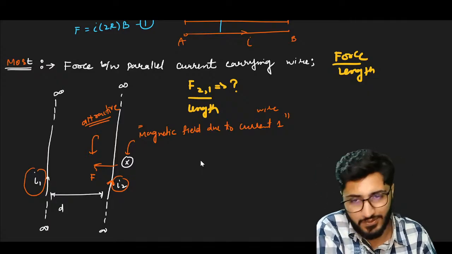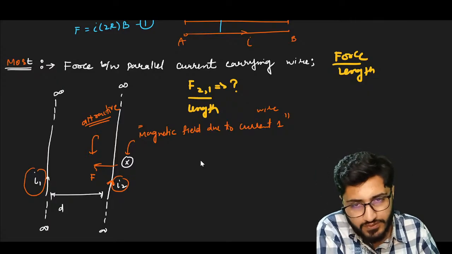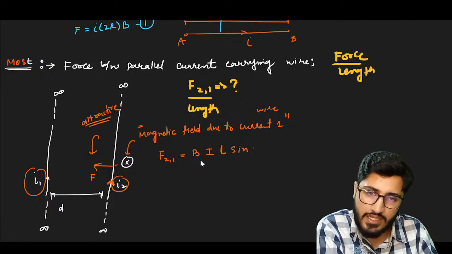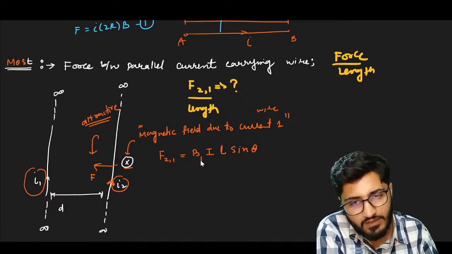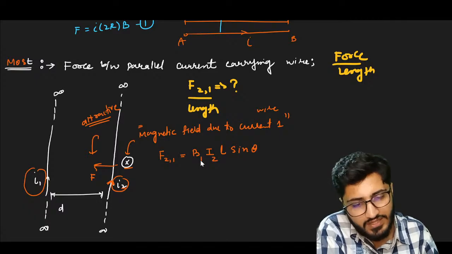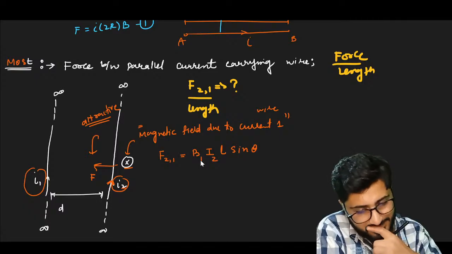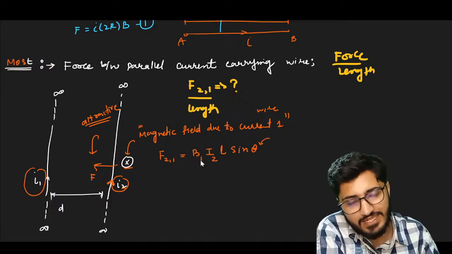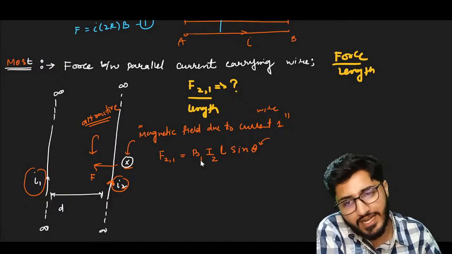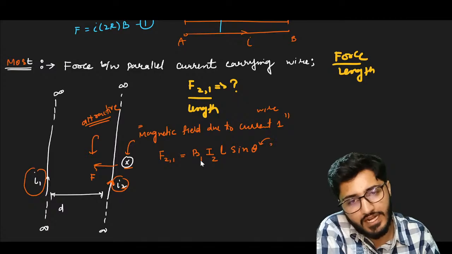This force is attractive. So how to write force? Sir, force on 2 due to 1 is equal to B I L sine theta. Which B? Sir, this B. Is it due to 1? Yes, sir. Current, is it current of second? L. What is L? L is d, I guess. Okay. What is sine theta? Theta is 90. Why, sir? You can write current is upwards, field is inwards, so sine is 90 degree.